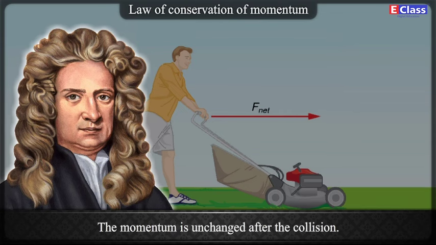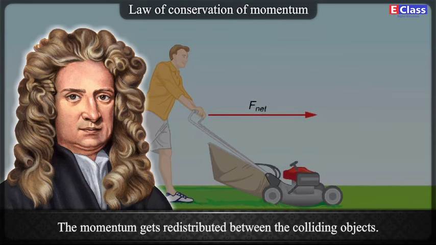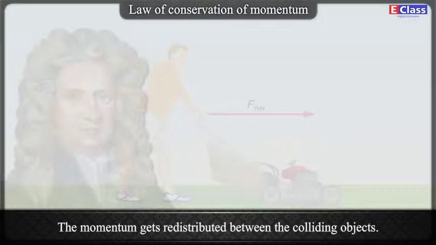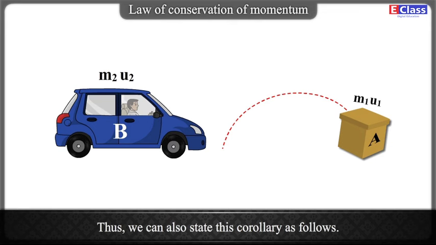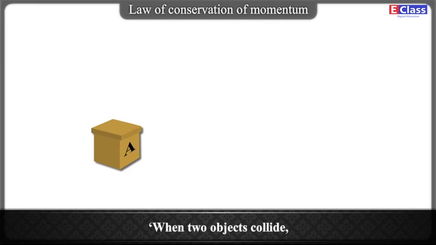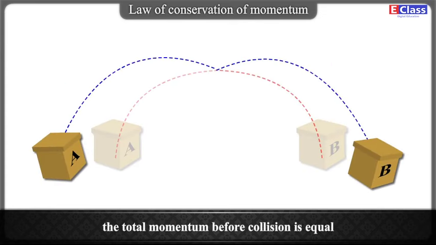The momentum is unchanged after the collision. The momentum gets redistributed between the colliding objects. The momentum of one of the objects decreases while that of the other increases. Thus, we can also state this corollary as follows. When two objects collide, the total momentum before collision is equal to the total momentum after collision.